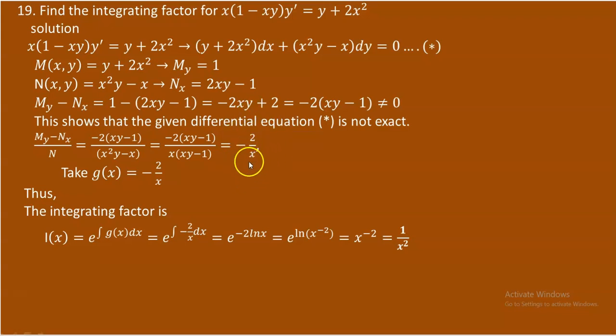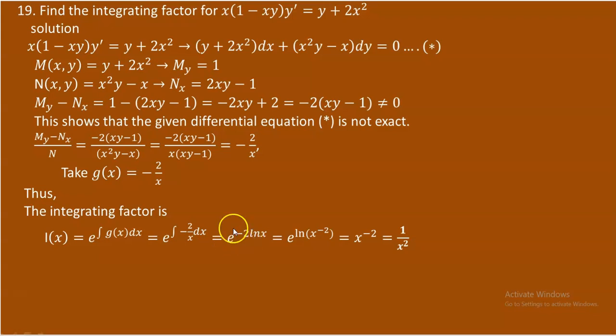What if this is a function of y? If this is a function of y, when it is divided by m, you need to use minus of an expression of y here. You may call it h of y. Now, for the time being, this is e to the power of the integral of g of x dx. So this has to be used. And this is equivalent to e to the power of, we knew what g of x is, it is minus 2 over x dx.